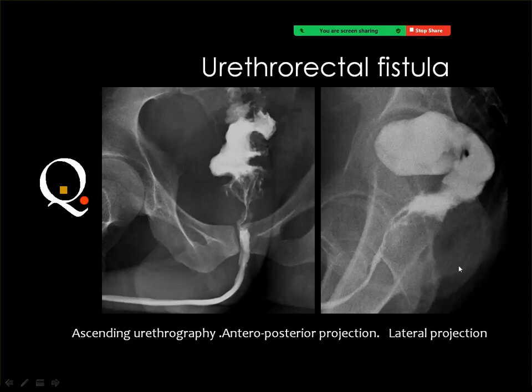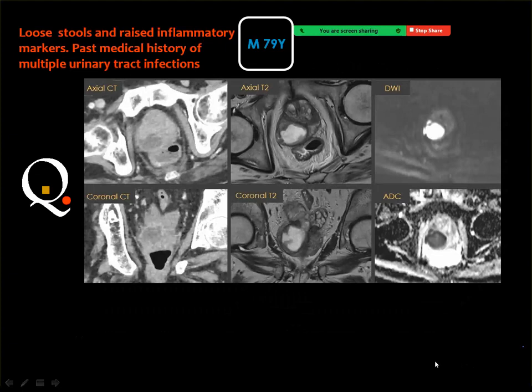urethrocolic fistula. And whatever the cause of this fistula, if it is secondary to instrumentation or some sort of surgery or endoscopy or direct trauma, the diagnosis in such cases is the presence of free communication between the urethra and rectum, which is diagnostic of urethrorectal fistula.